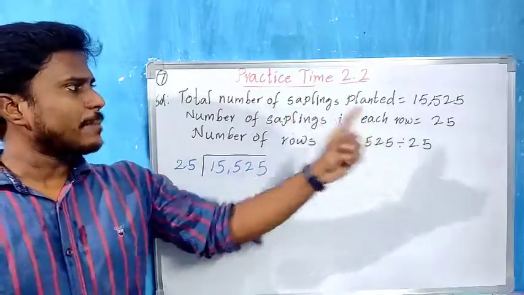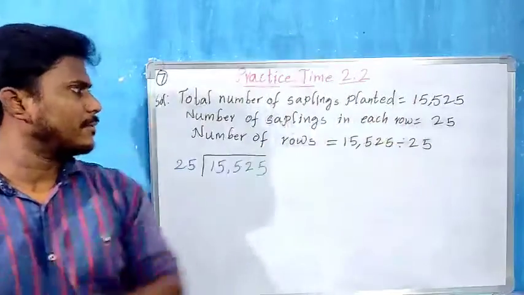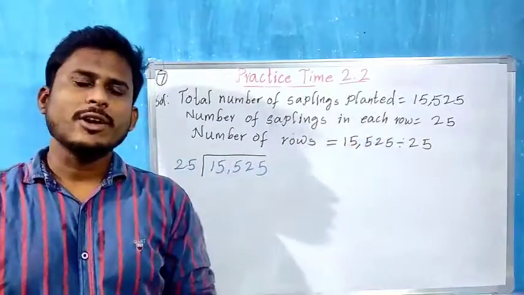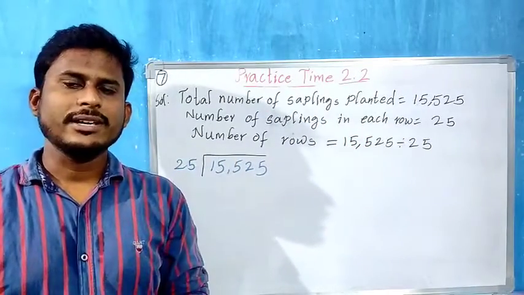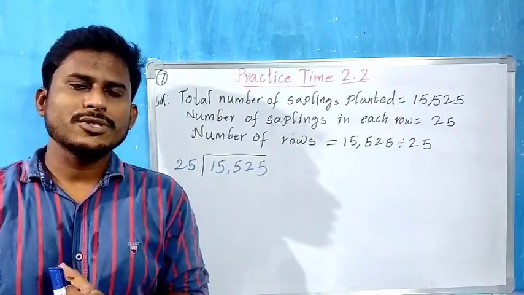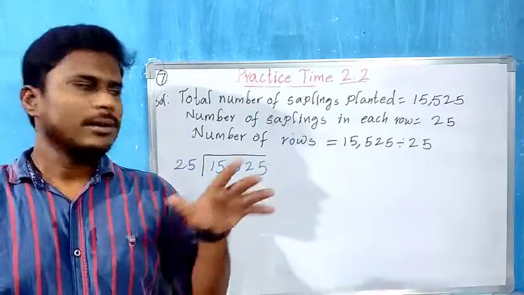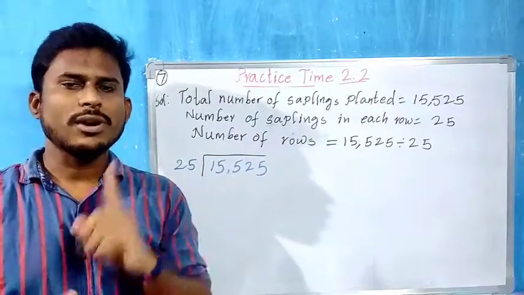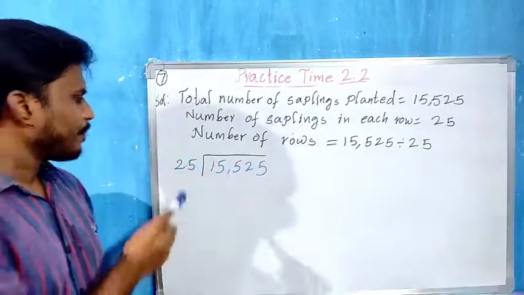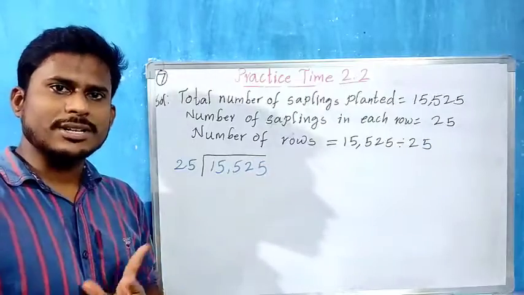The total number of saplings planted in the field is 15,525, children. Now in one row, the number of saplings planted, how many, children? 25. So 25 we are separating in that way. So how do we find the total number of rows, children? We divide the total saplings in the field by the number of saplings in one row. So here in this way we have to divide, children. So let us start dividing. 25 is our divisor, children. We have to take the first two digits, children.